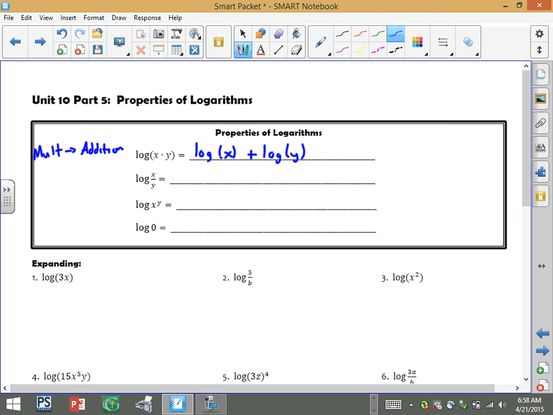And so now we look at the next one, that's division, and kind of common sense will tell you that division is going to turn into subtraction. So log of x over y will turn into log of x minus log of y.